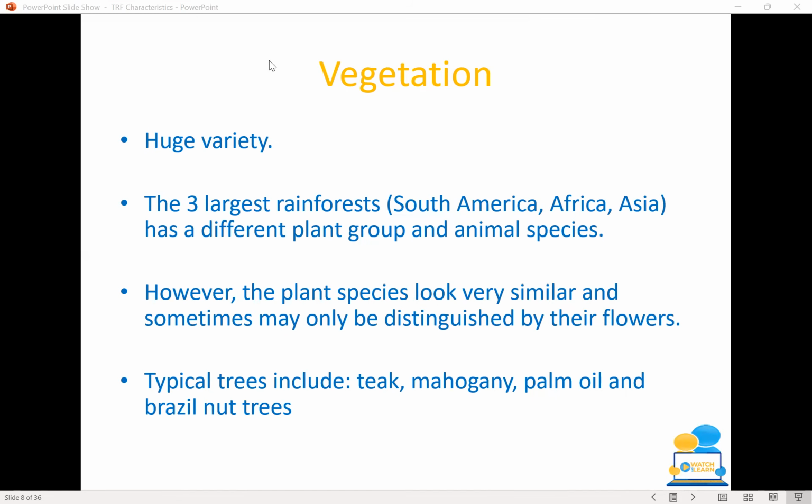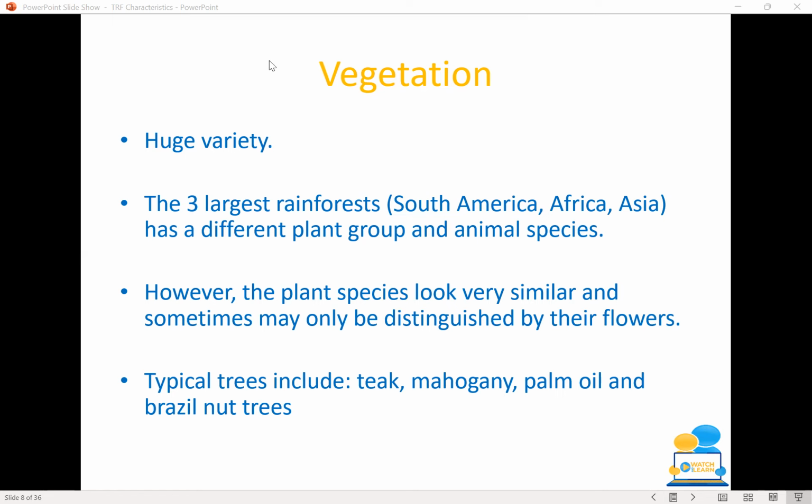Now, because of the climatic conditions, as we've seen in terms of the heat and the rainfall, this particular area is going to have a huge variety of vegetation. As I alluded to already, there's a huge amount of different trees and plants found here, probably more than in any other part of the world or any other biome.